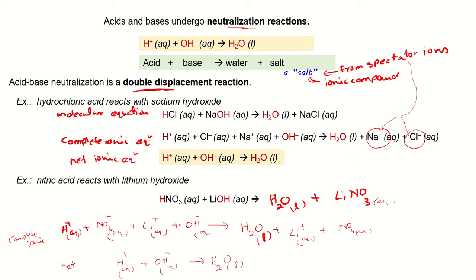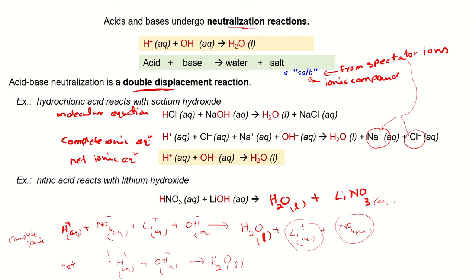So once you have that, you can figure out what your spectator ions are. Your spectator ions are going to be lithium and nitrate. So what is your real active equation? H+ combining with OH- resulting in H2O. So this is going to be your net ionic equation.